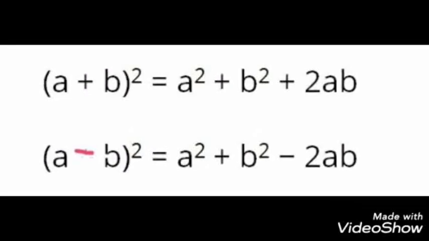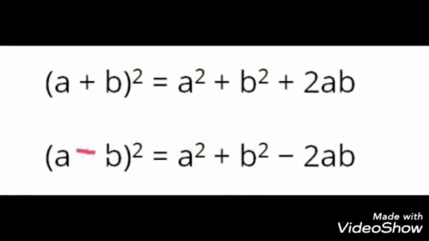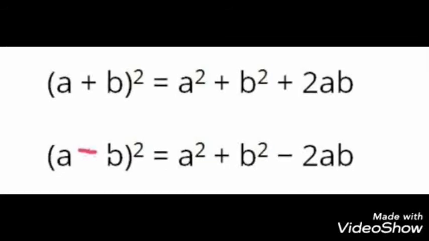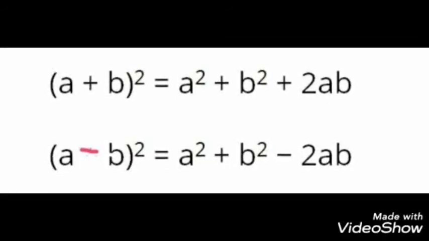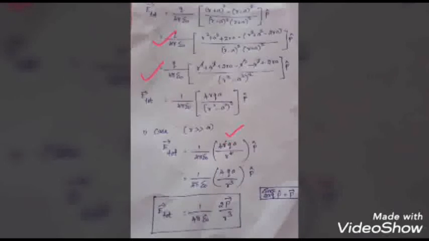Now we take the LCM for the denominator, using the formulas (a plus b) whole square and (a minus b) whole square. (a plus b) whole square is equal to a square plus b square plus 2ab, and (a minus b) whole square is a square plus b square minus 2ab. We use that formula and cancel out the r square plus a square and minus r square minus a square. The resultant value is 1 by 4 pi epsilon naught into 4rqa divided by (r square minus a square) whole square into p cap.